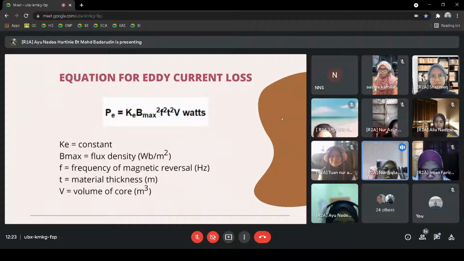Now we will look at the equation for eddy current losses. In this equation, Ke is the eddy current constant, Bmax stands for the maximum value of flux density, F is the frequency of magnetic reversal, T is the thickness of the material, and lastly V is the volume of the core.